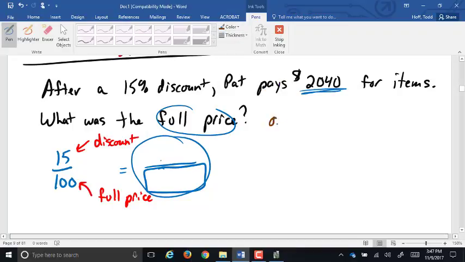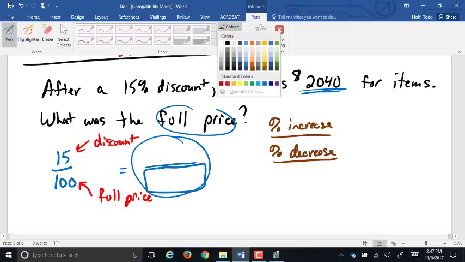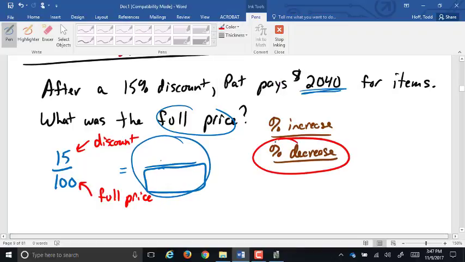Is this a percent increase or a percent decrease? Does that 15% add to the price or does it reduce the price? Reduces the price. So this is a decrease. If it's a decrease, we take 100% and subtract that percent decrease. 100 minus 15 is 85%.